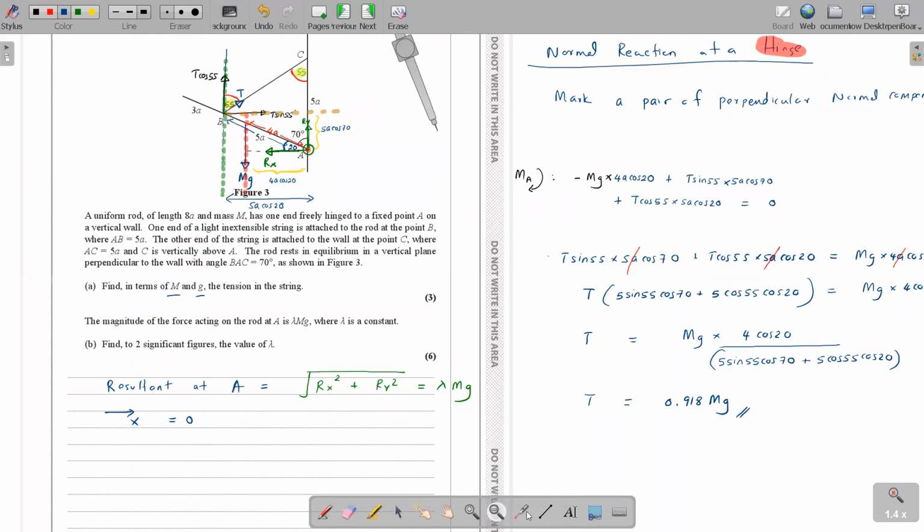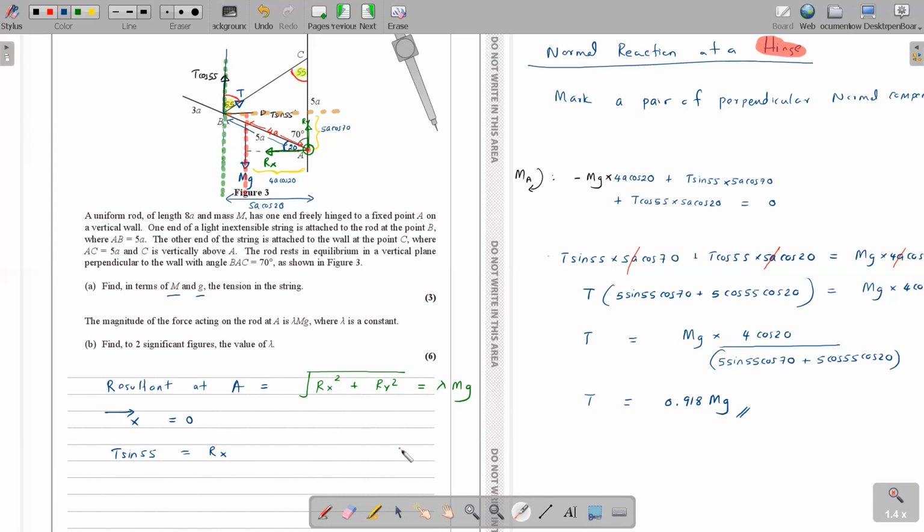You can see here, children, because I have resolved in this manner, it's very easy for us now. What's in the horizontal direction? You can see T sine 55, isn't it? T sine 55 is equal to Rx. Do you agree? T sine 55 is to the right, Rx is to the left. These are the only two horizontal forces. There are no other horizontal forces. Do you agree?